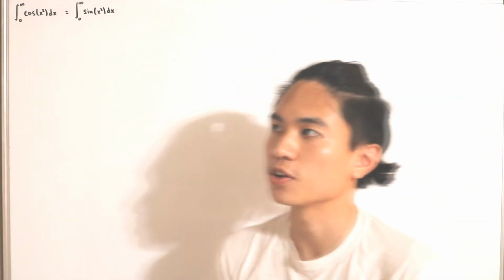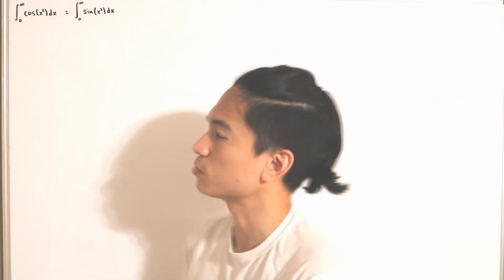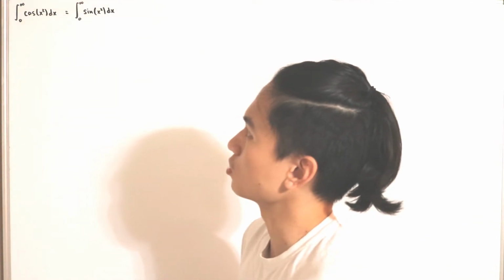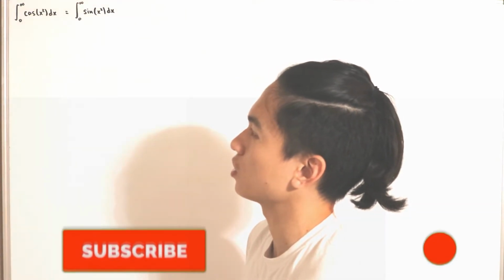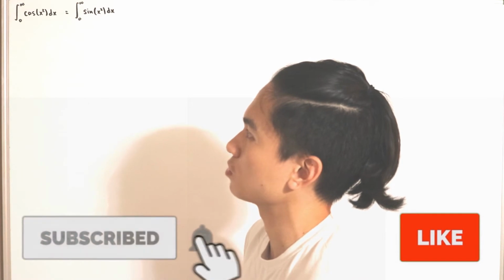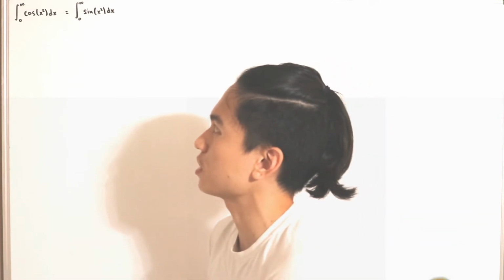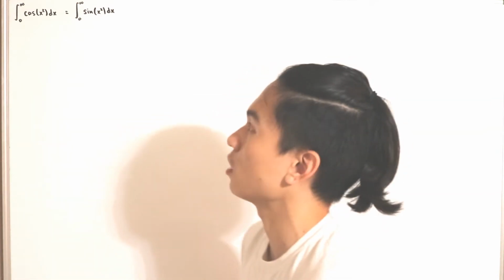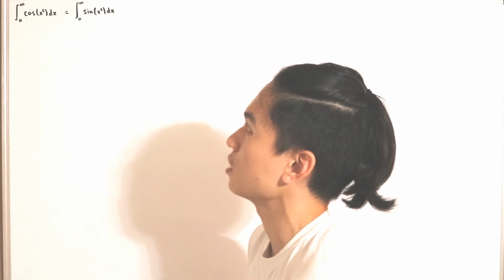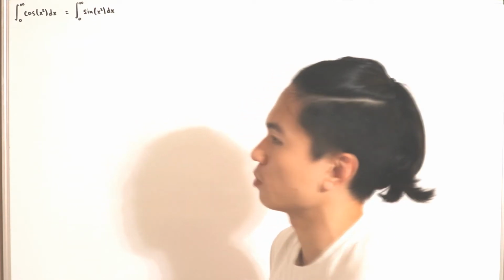Alright, for today's video, we're going to prove that the following two integrals are equal to each other. The improper integral from 0 to infinity of cosine x squared dx is equal to the integral from 0 to infinity of sine of x squared dx. They're both equal to each other.